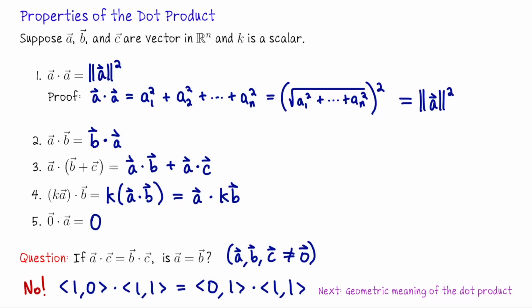Okay, now why do we even have this dot product? Let's look at the geometric meaning of the dot product. The dot product gives us a special piece of information about the two vectors that we dot, and let's see what that is.